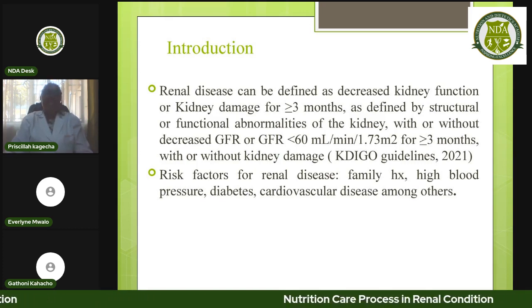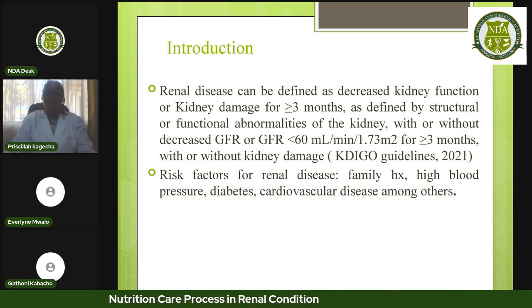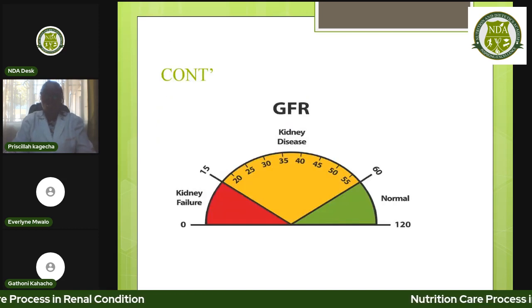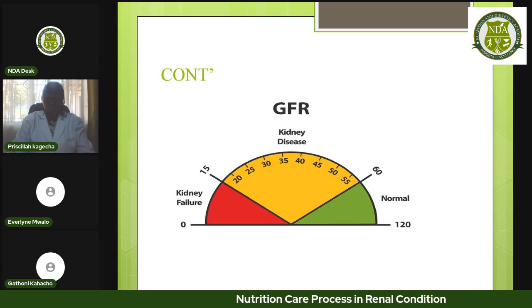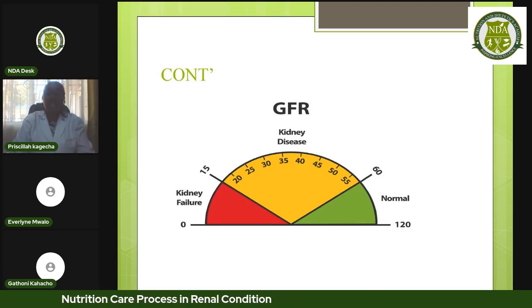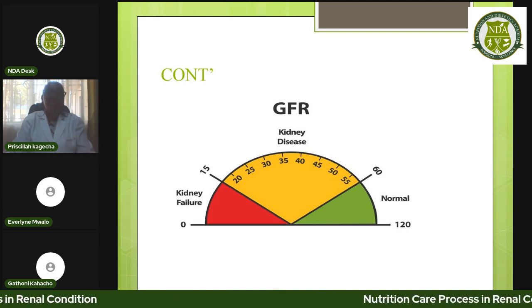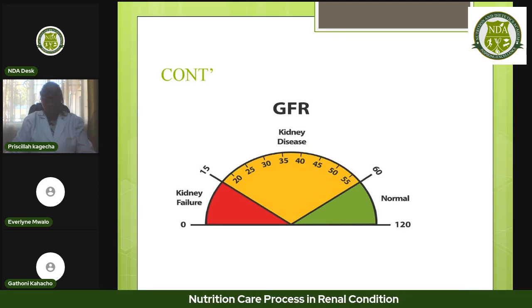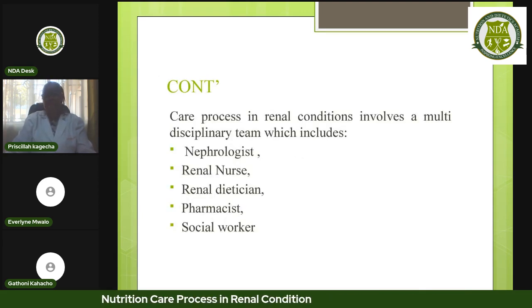So in the care process of this renal disease, of course, it will involve a multidisciplinary team, which includes, let's say, a nephrologist, a renal nurse, a renal dietitian, a pharmacist, a social worker, and also the relatives to the patient. So let's look at the nutrition care plan.